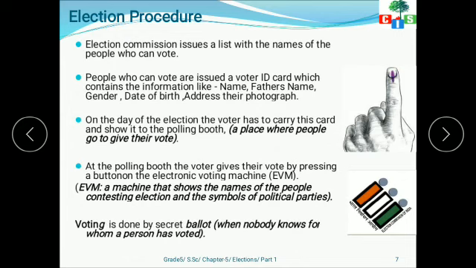Next, voting is also done by secret ballot. I can show you in the next slide the picture of a secret ballot, where there is one box and the voter gives their vote to the person of their choice, then folds that chit and puts it into the box. So that is a secret ballot. What does secret ballot mean? It means nobody knows to whom you are giving your vote. Okay, so this is the entire procedure of election.